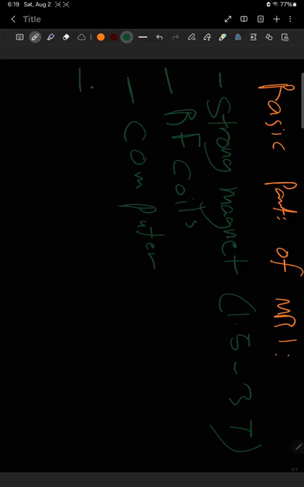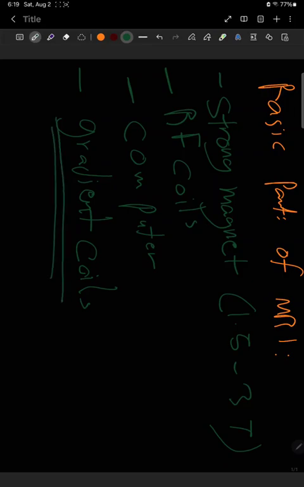We have the gradient coils as well. Now, this is very important because actually it localizes where signals are coming from. Okay, so when we gather the signals, we know that this signal is coming from this coordinate and this signal is coming from this coordinate. That of course is going to shape the image or the map. So those coils actually are very, very important. Okay.